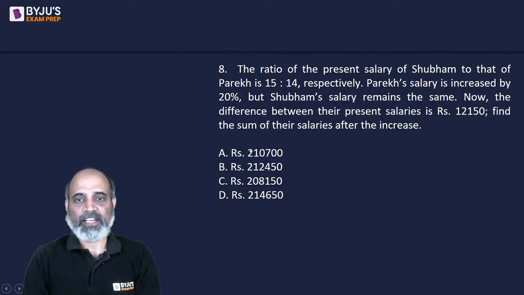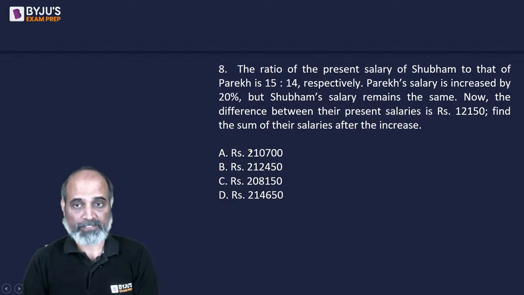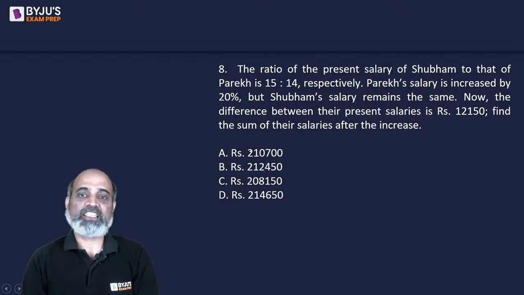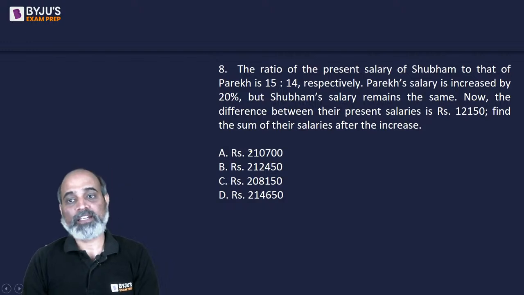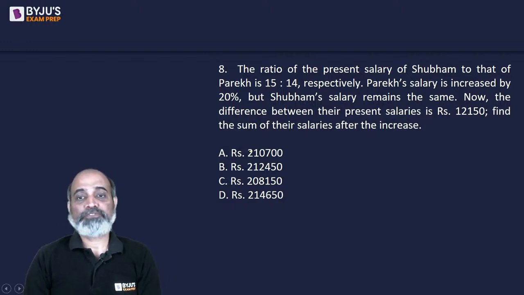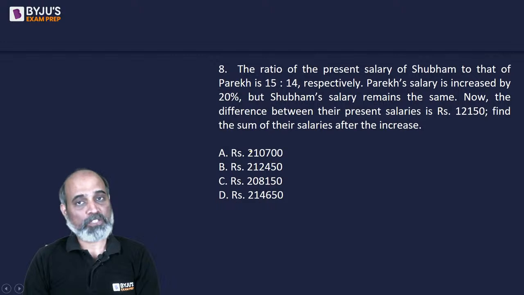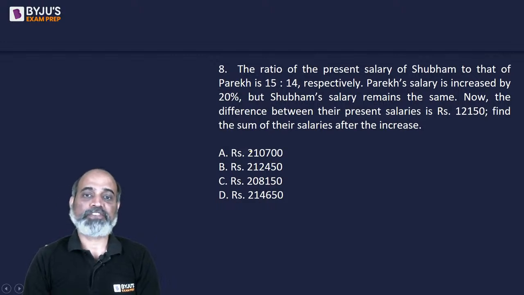Next, the ratio of present salary of Shubham to that of Parekh is 15:4 respectively. Parekh's salary is increased by 20%, but Shubham's salary remains the same. Now the difference between their present salaries is rupees 12,150. Find the sum of their salaries after the increase.